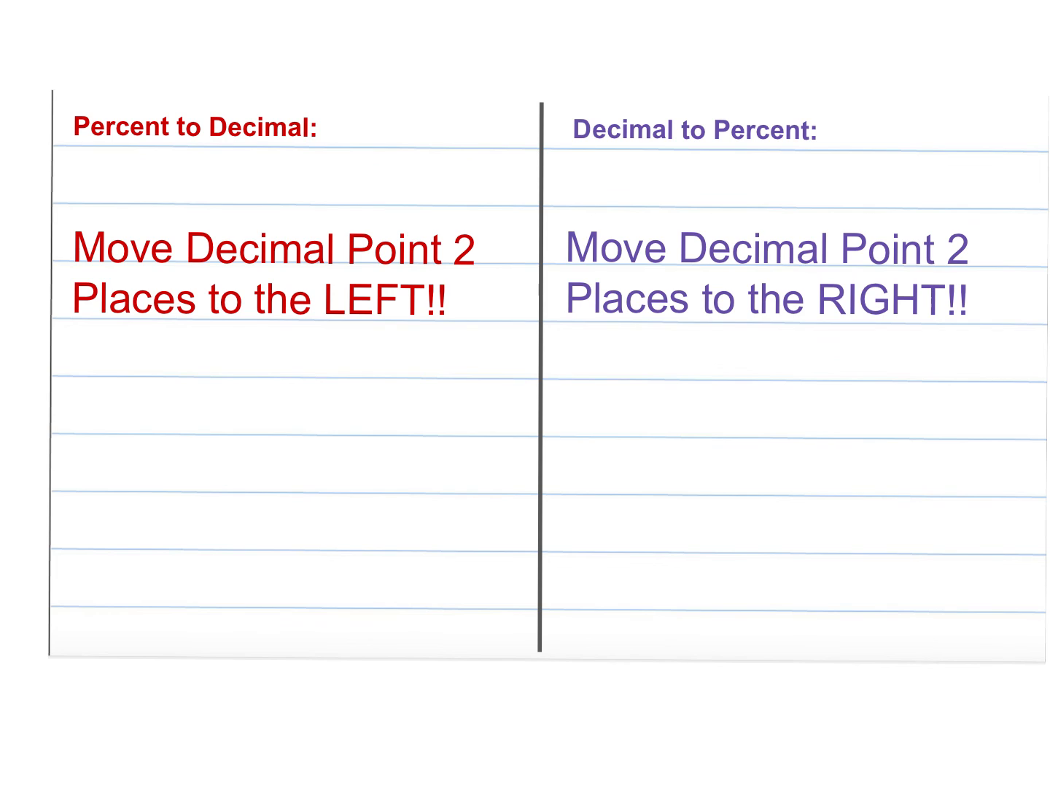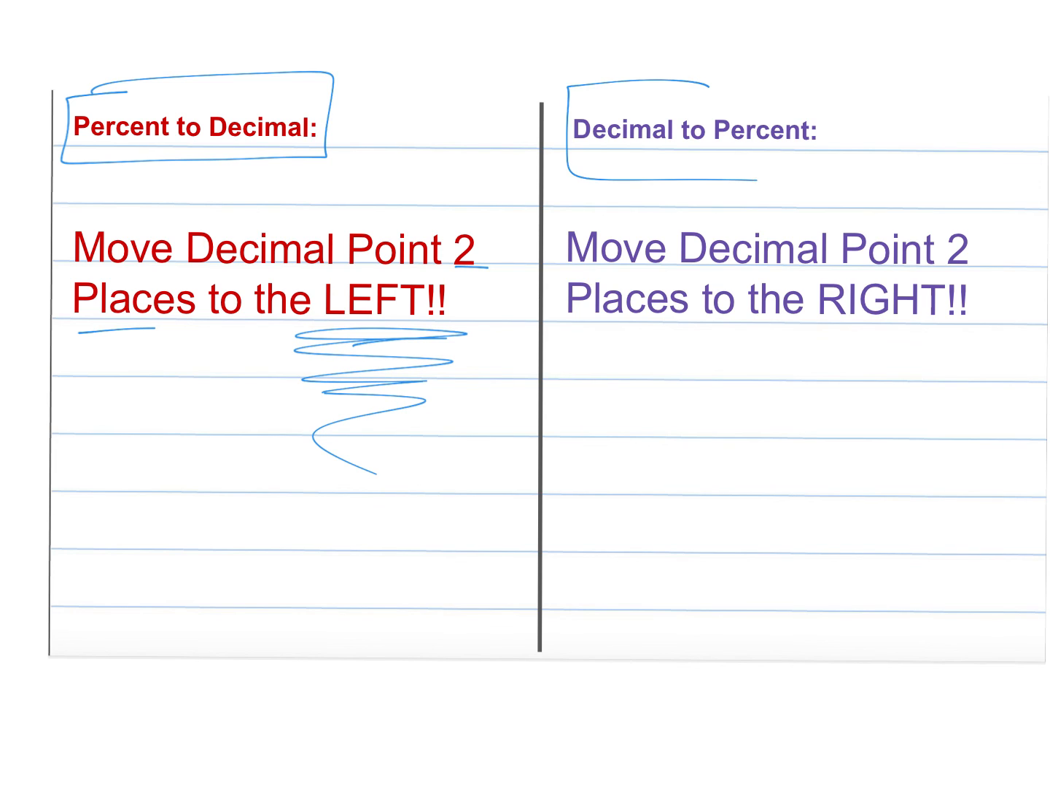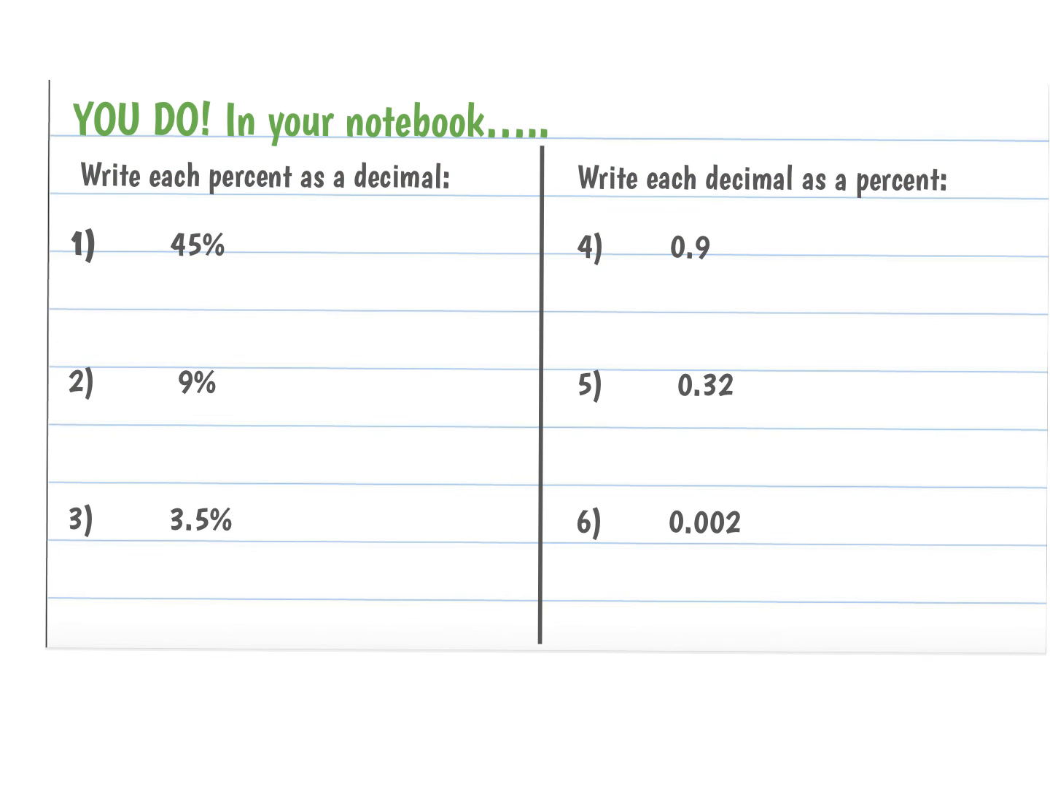All right, so take a screenshot of this, and also I want you to write this in your notebook. So this is something I want you to have. Percent to decimal: move the decimal point 2 places to the left. Decimal to percent: move the decimal point 2 places to the right. You do these in your notebook underneath the notes that you just took, and then have them ready in class for us to go over together during the next class period.